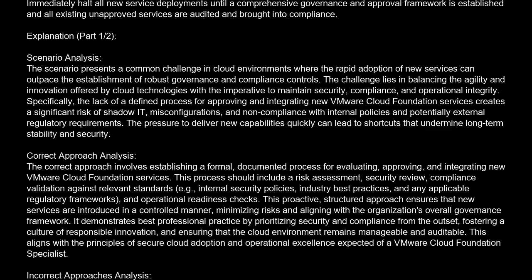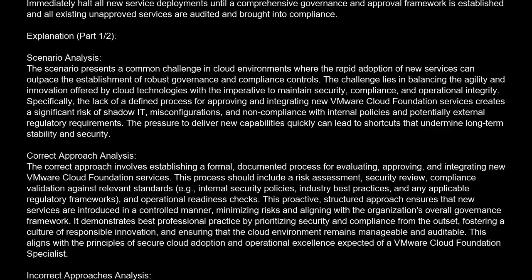The challenge lies in balancing the agility and innovation offered by cloud technologies with the imperative to maintain security, compliance, and operational integrity. Specifically, the lack of a defined process for approving and integrating new VMware Cloud Foundation services creates a significant risk of shadow IT, misconfigurations, and non-compliance with internal policies and potentially external regulatory requirements. The pressure to deliver new capabilities quickly can lead to shortcuts that undermine long-term stability and security.